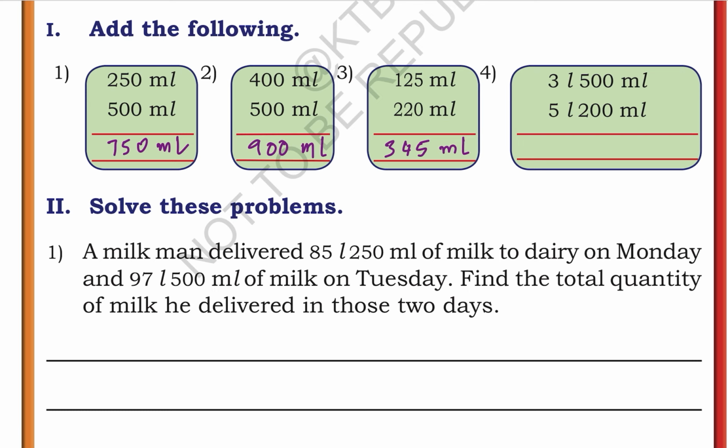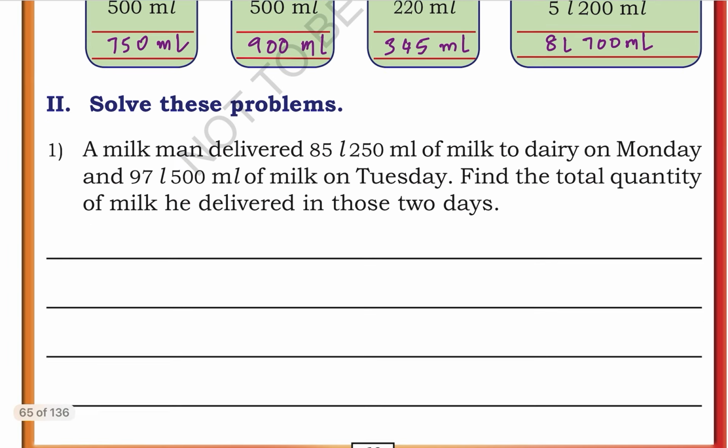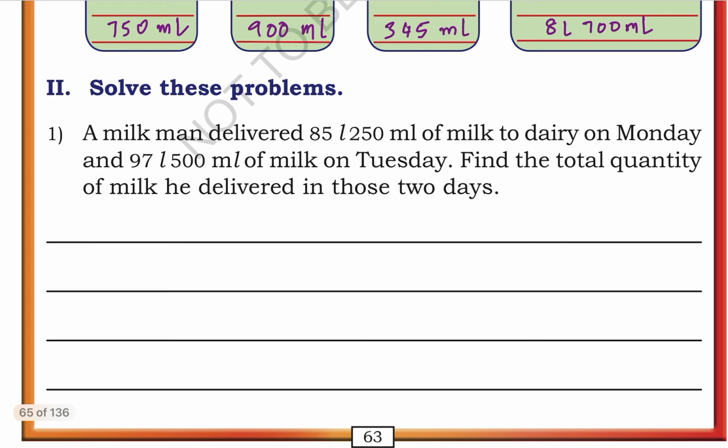Now in fourth question you have the question in 2 units, one is liter and milliliter. So we add milliliter first because it is a smaller unit. 0 plus 0 is 0, 0 plus 0 is 0, 5 plus 2 is 7, write the unit ml. 3 plus 5 is 8, write the unit L, 8 liter 700 milliliter. Got it? Now let us move to second main, solve these problems.